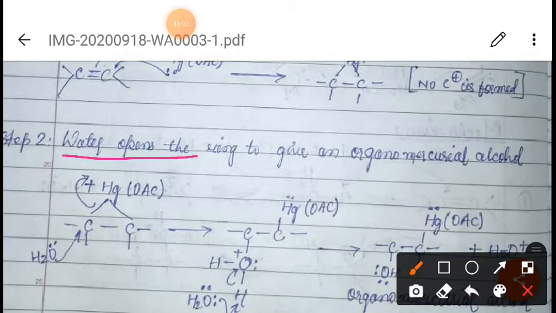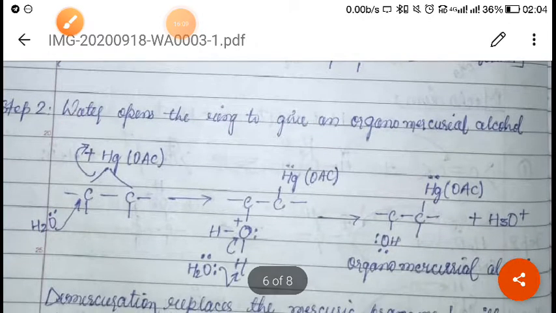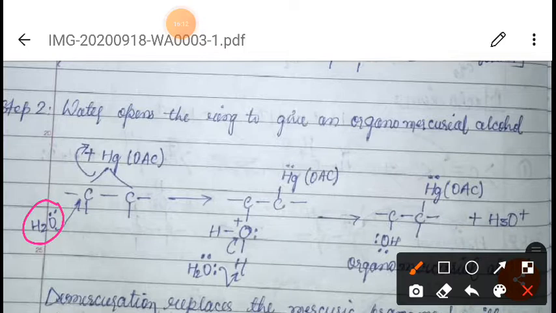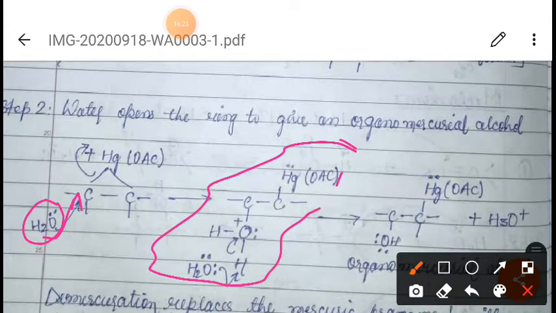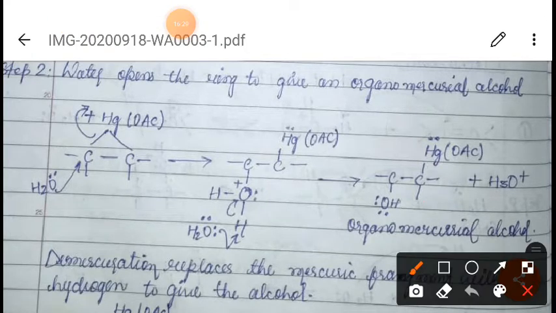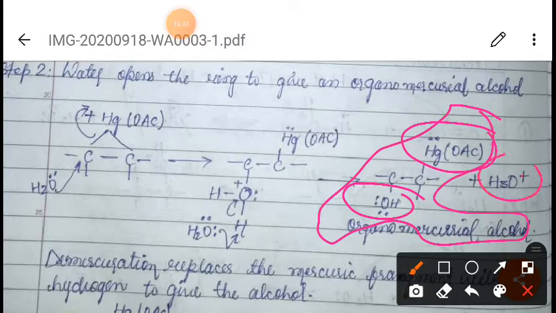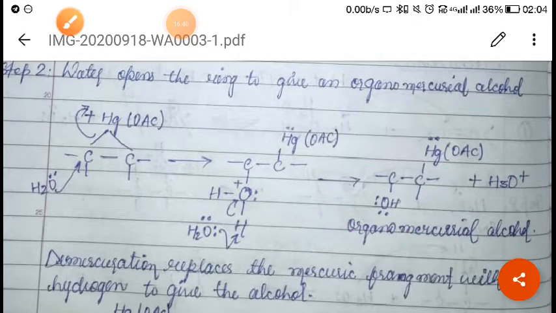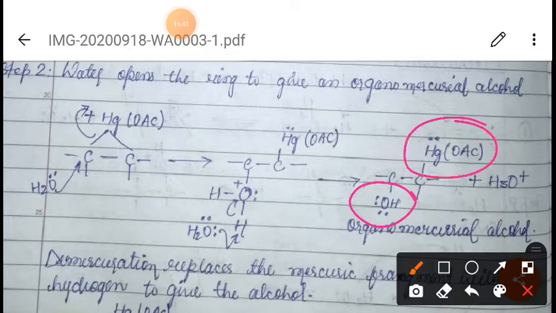Now after the formation of the mercurinium ion, what will happen in the next step? Water opens the ring to give the organomercurial alcohol. This H2O will attack this carbon, and when it attacks, it will form a product like this. Always remember that when you talk about stereochemistry, one will be below the plane and another will be above the plane. This will form the organomercurial alcohol, and hydronium ion will come out from the reaction. As you can see, this one is below the plane and this one is above the plane, right?